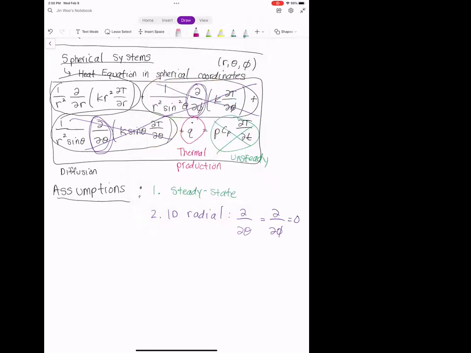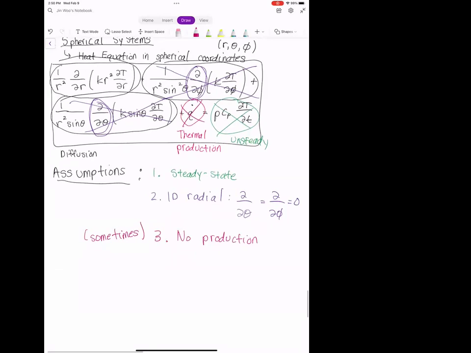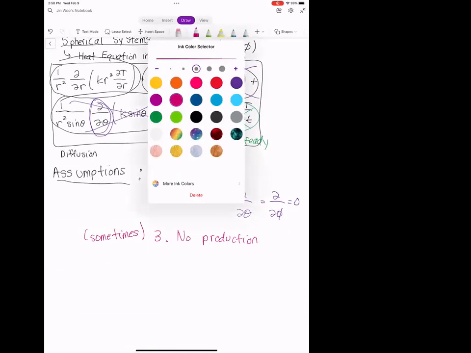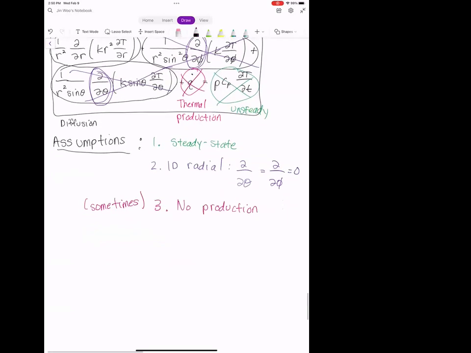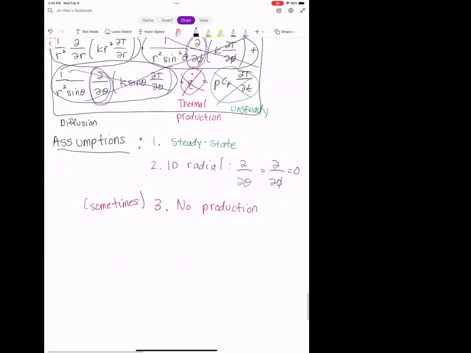For certain cases, when you can assume that there's no production or no generation, then we cross out this term here. But this one's only sometimes, so sometimes we'll leave it in. I think we'll do an example later where we actually leave it in, but sometimes we can also take it out as well. Under all these assumptions, we're left with the following equation.